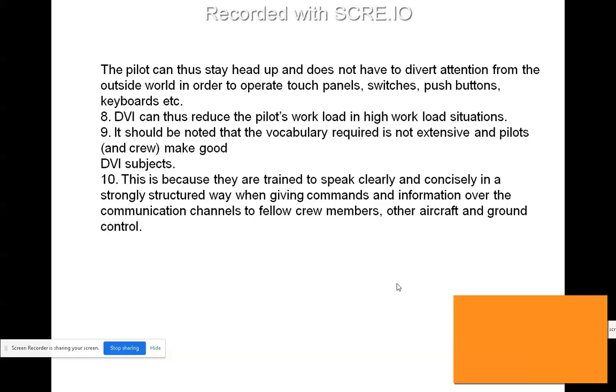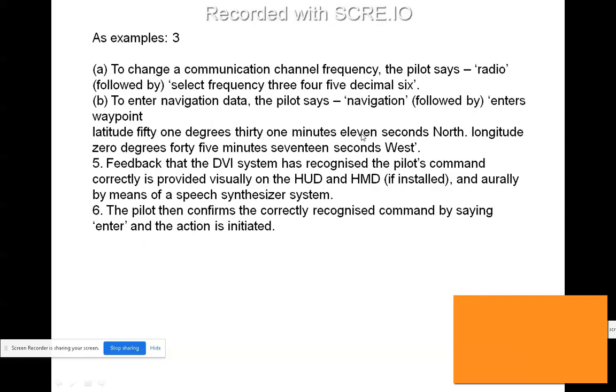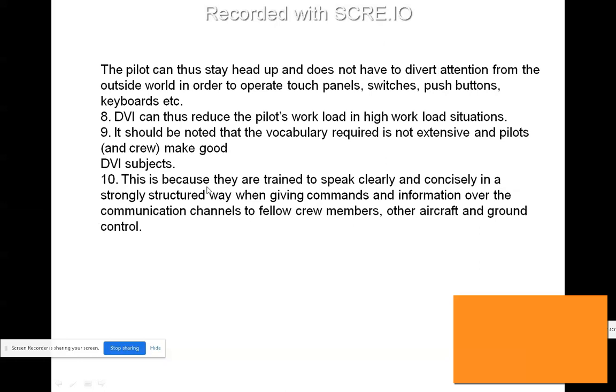So DVI can thus, what is DVI? Direct voice input. So direct voice input can thus reduce the pilot's workload in high workload situations. So by using the DVI, the pilot can minimize the workload.